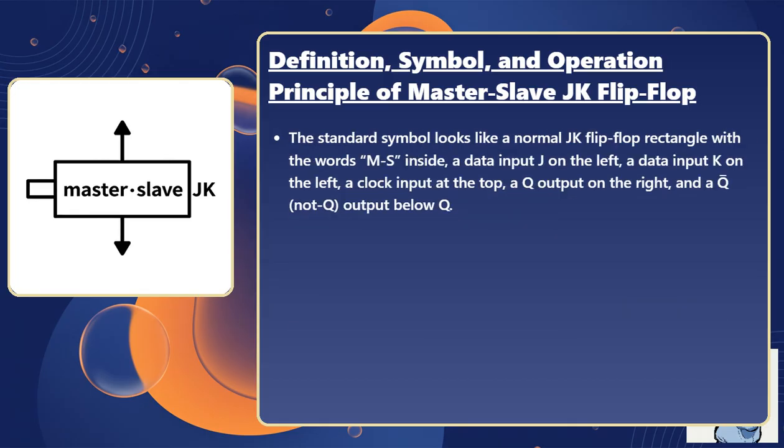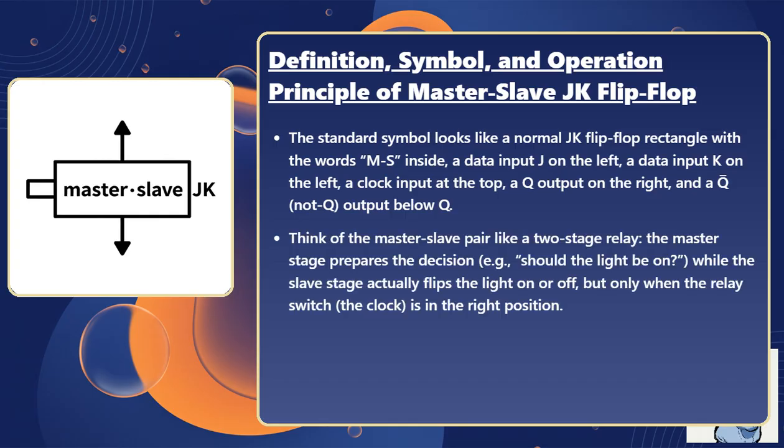The standard symbol looks like a normal JK flip-flop rectangle with the words MS inside, a data input J on the left, a data input K on the left, a clock input at the top, a Q output on the right, and a Q bar (not Q) output below Q.